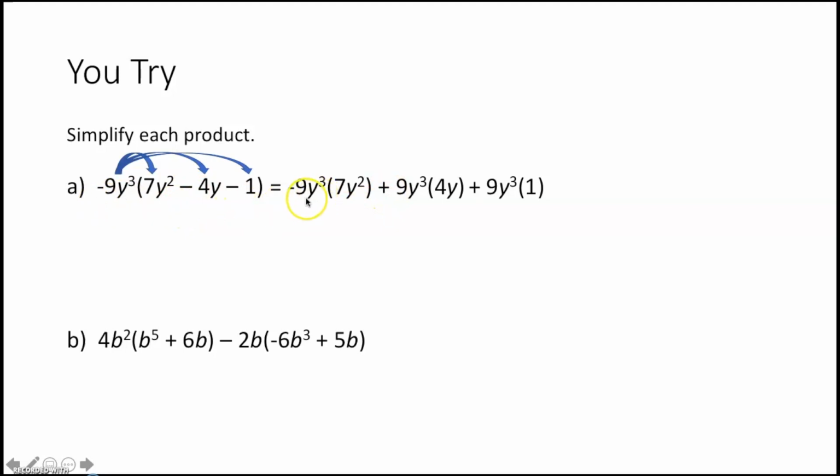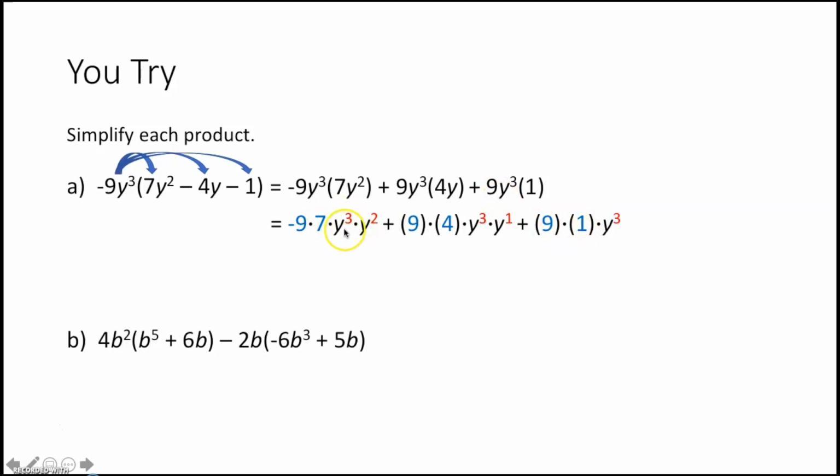Here, I now am going to rearrange this using the commutative property. I can take the negative 9, move it out front to multiply it with the 7, and I end up getting negative 9 times 7, which is negative 63. That's going to be out front. Same thing here. I move the 9 and the 4 out front, and that ends up giving me 36. And then I move the 1 and the 9. That just gives me 9.